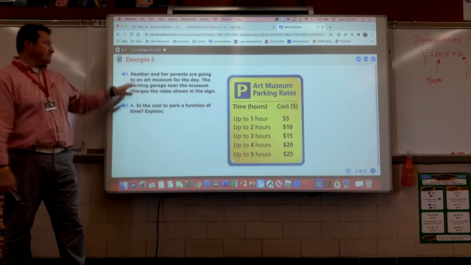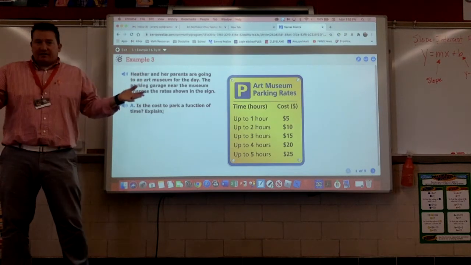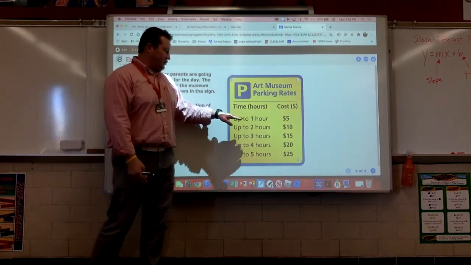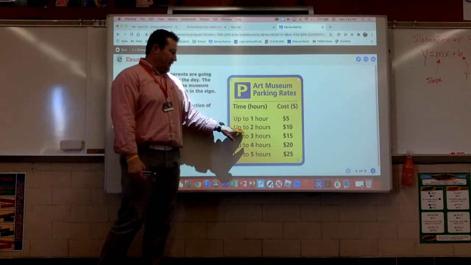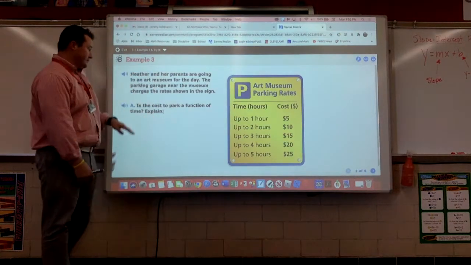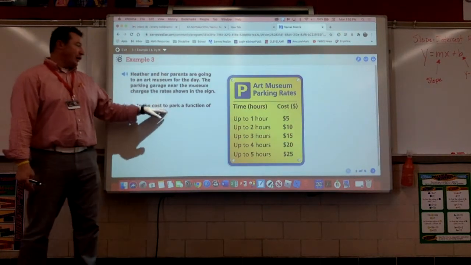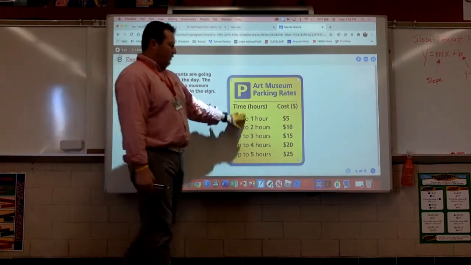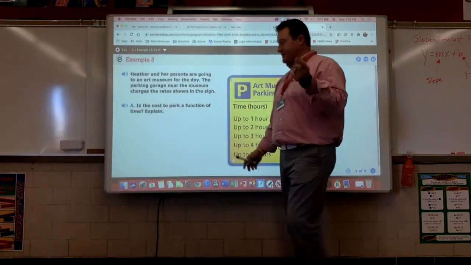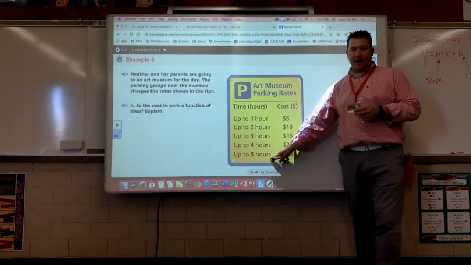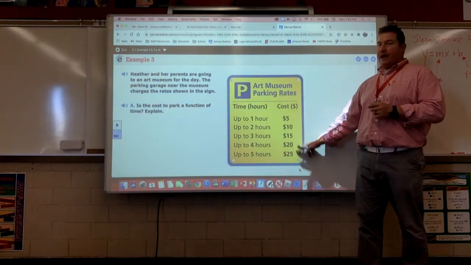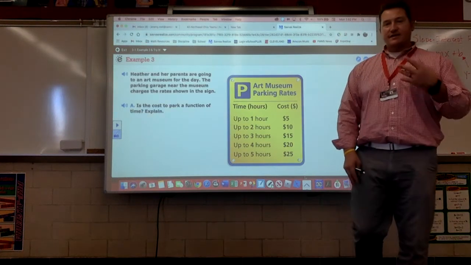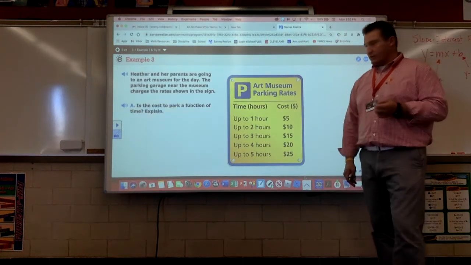Okay. So we're going to the museum all day. This is a scenario we've probably found ourselves in. So we're at a parking garage and they charge different amounts based on how long you stay, right? Is the cost to park a function? So in other words, if all of these time values are your x's, so 1, 2, 3, 4, 5, and all of these are your outputs or your y values, 5, 10, 15, 20, 25, is that a function?